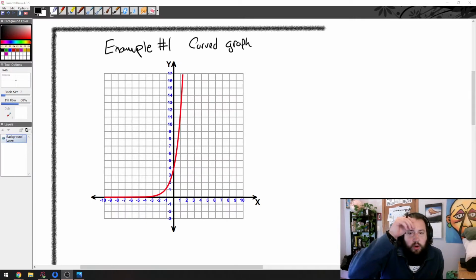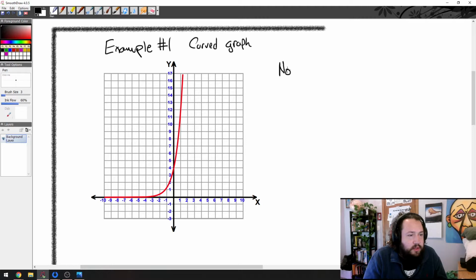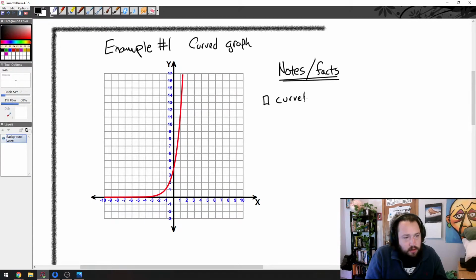So when you are thinking about matching your graphs with equations, I always start with making a list of notes or facts that I know about the graph. So let's start off here with some notes slash facts that we may know. So number one, I see that this is a curved line. I see that it is curved up, so it slants up.